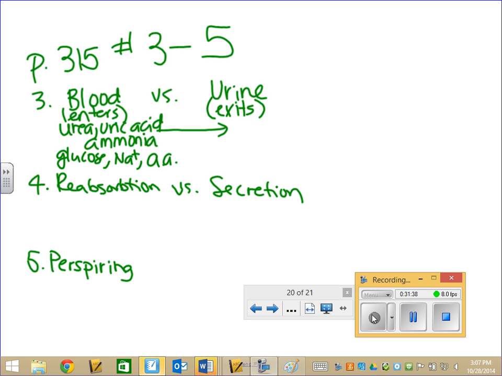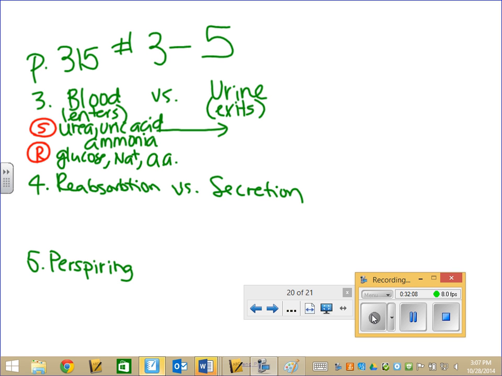For glucose, the value is essentially 0. There should be almost no glucose or none at all in your urine. For sodium, sometimes there's a little bit in your urine, especially if you've had a high salt intake that particular day. But you expect to find relatively little of all of those substances in your urine that's exiting. So notice, these are things that are secreted. These are things that are reabsorbed.